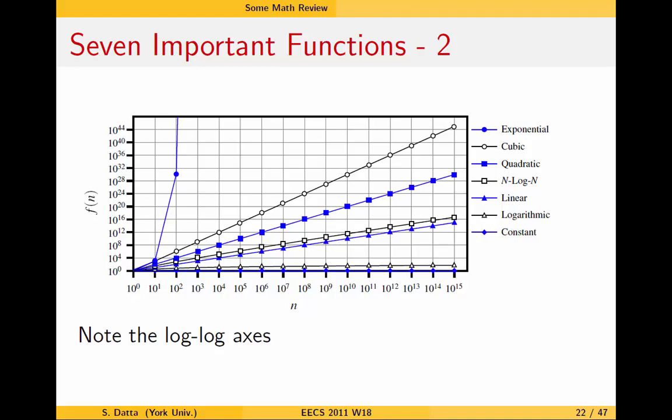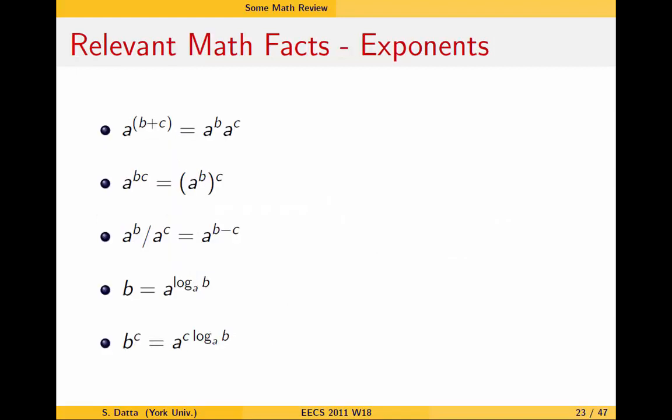It's not that you cannot or should not draw them with linear axes. The only problem would be that many of these curves would just shoot out of the range of your graph, just like you have one of them going vertically up, many of these other ones would also go that way. Here you can see a lot more of the curves on the same graph.